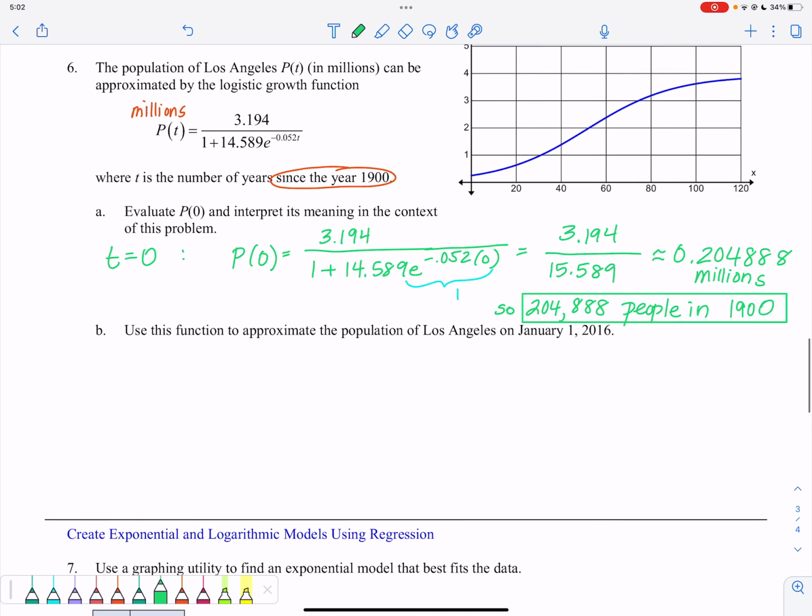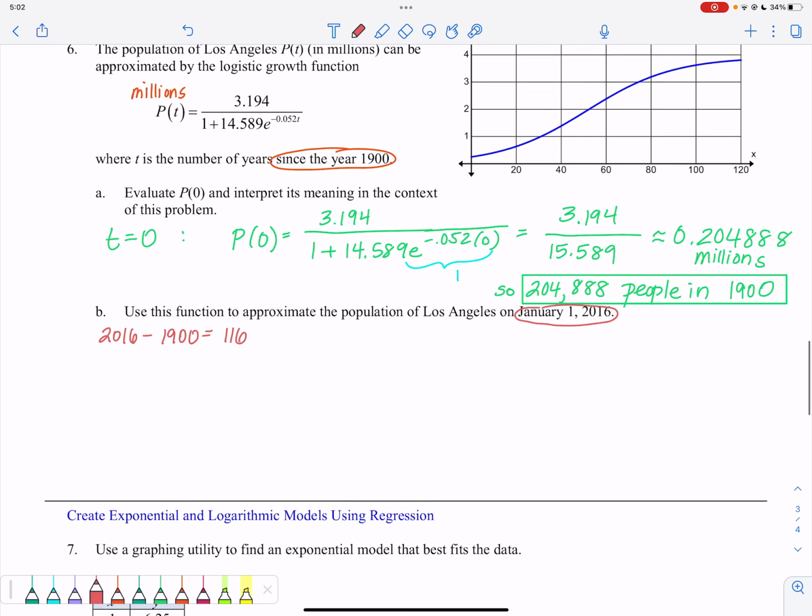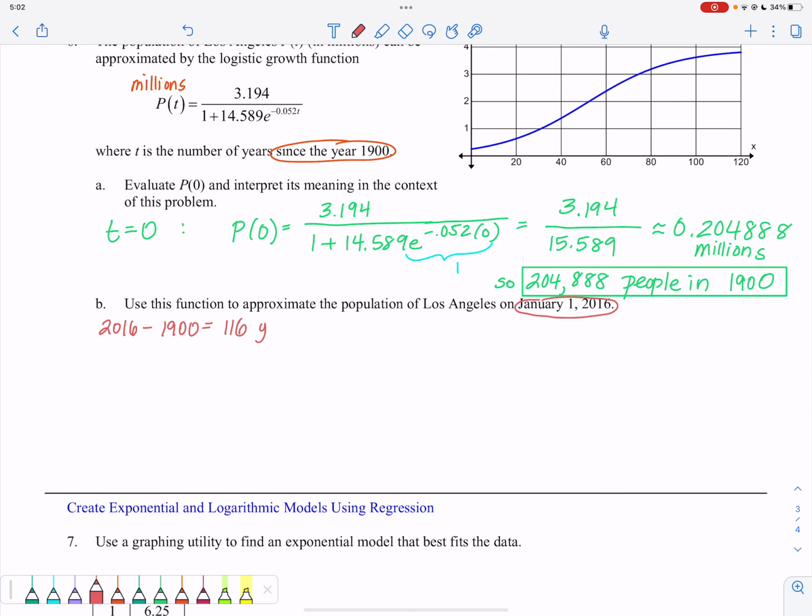Okay, use this function to approximate the population of Los Angeles on January 1st, 2016. So 2016 minus 1900 equals 116. So that's what we will be using for time.